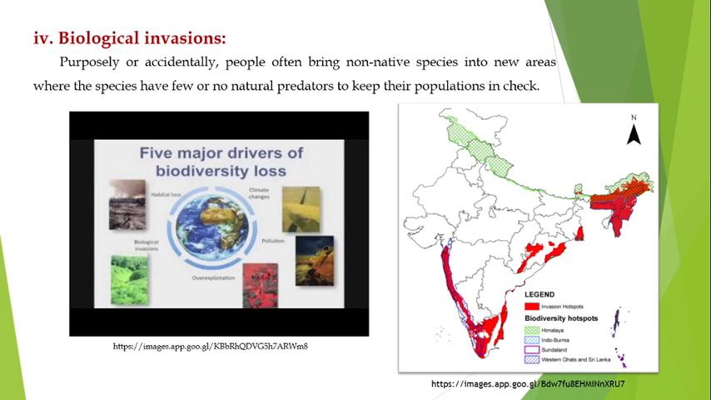Purposely or accidentally, people often bring non-native species into new areas where the species have few or no natural predators to keep their populations in check. These invasive species, also called alien, introduced, or exotic species, are considered the most important cause of native biodiversity loss. Invasive or alien species are those species which, when introduced into a new area, cause biological invasions. They range from microbes to mammals.